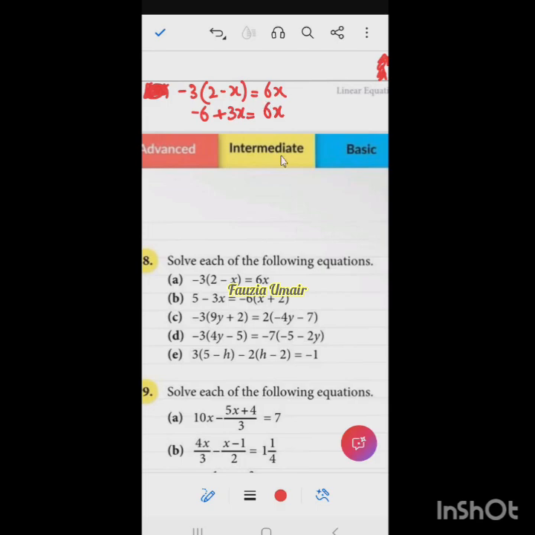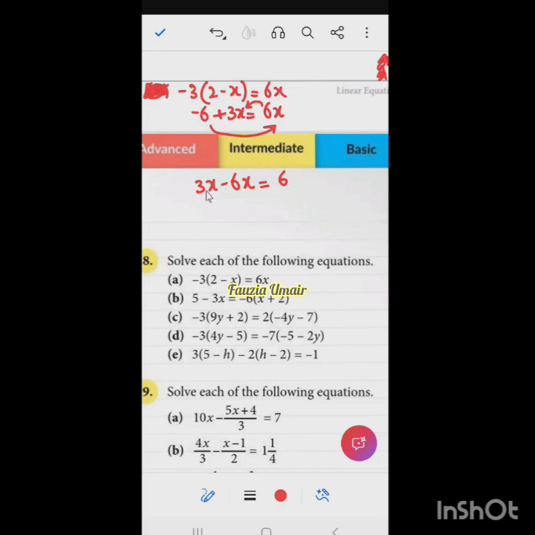Now take this 6x here and minus 6 here. The signs will be changed. So it will be 3x minus 6x is equal to minus 6. When it goes to the other side, it will be 6. Is this step clear? 6x I moved here, it was plus 6x, it is now minus 6x. Minus 6 I moved here, so it is now 6.